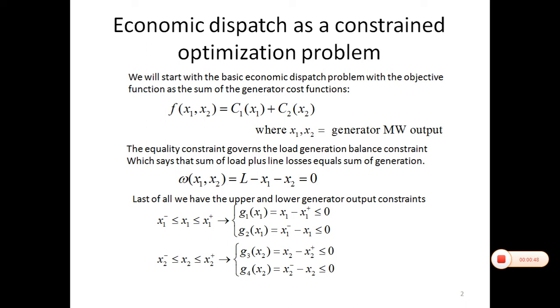So the equality constraint here will be W. It is represented by W, and it will again be a function of two independent variables x1 and x2, and the general equality constraint will be represented by L minus x1 minus x2 equals 0. Here L is any constant value.